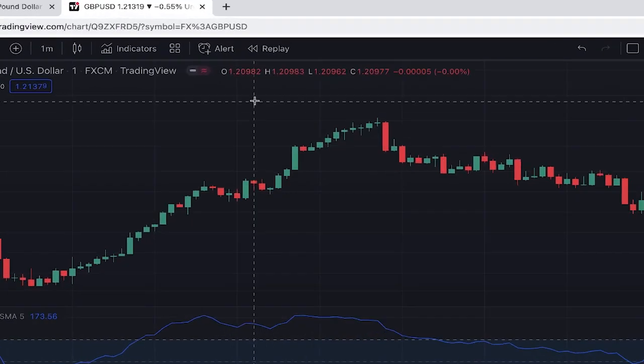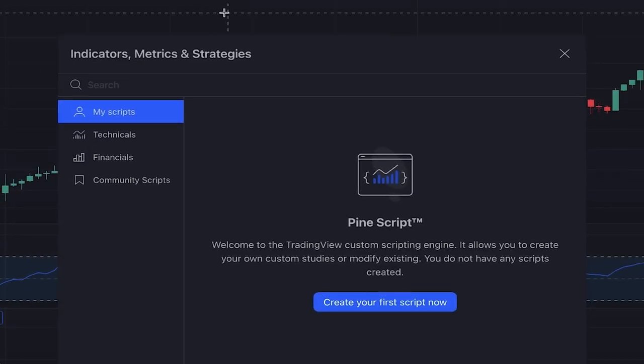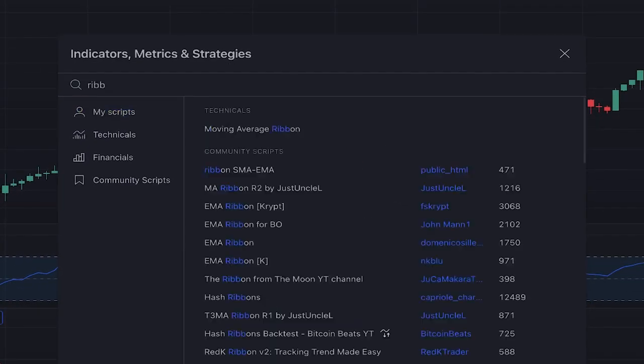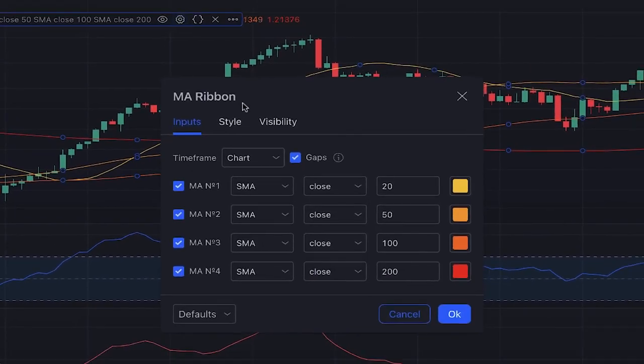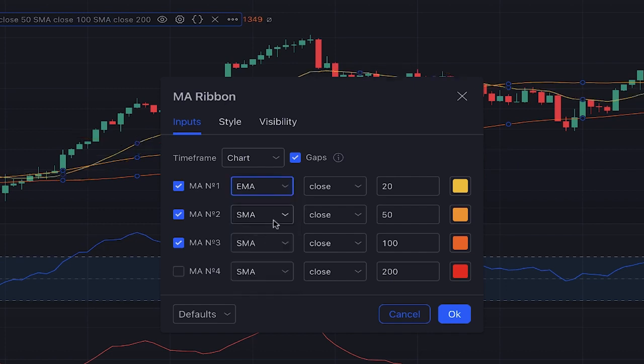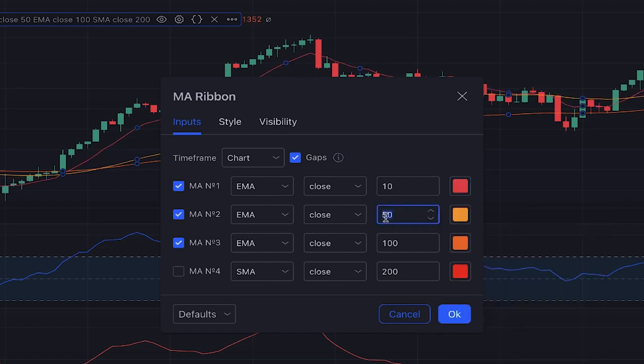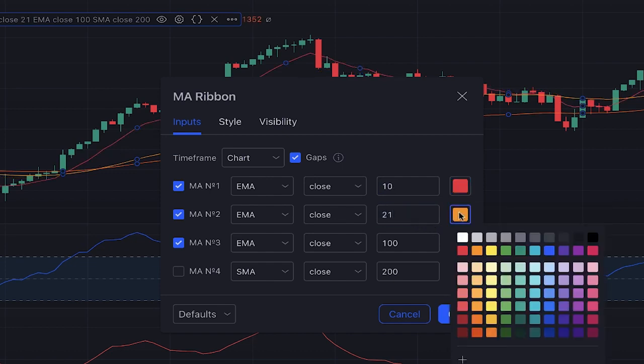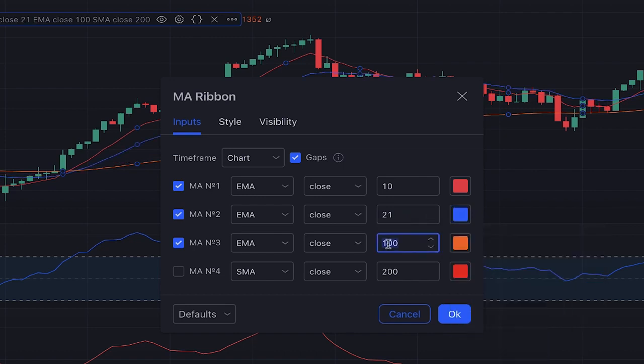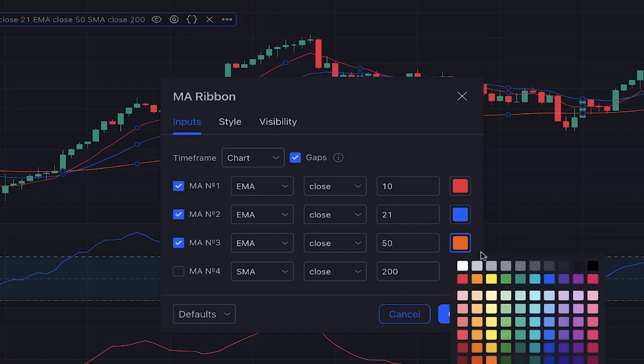And finally we should add 3 exponential moving averages to our chart. Better to add moving average ribbon, this one, so we can manage all of them in one place. Here as you can see we need 3 moving averages, so we uncheck this one. 3 of them should be exponential moving averages, so here we set EMA for them. The first one should be with length of 10 and let's make it red. The second one with length of 21 and let's make it blue. And the third one with length of 50 and let's change the color to green.